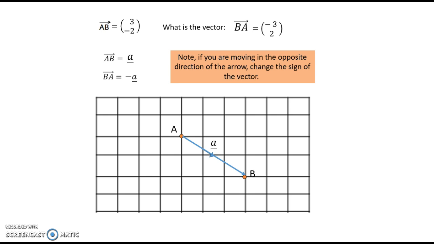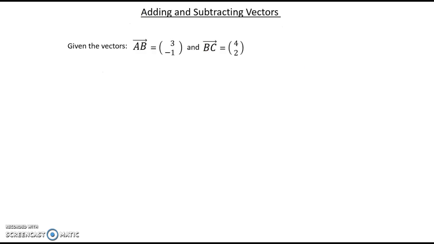Note, if you are moving in the opposite direction of the arrow, you change the sign of the vector. That will be important in the next video, where we'll be using vectors in geometry. So BA is equal to -AB, and those are called the inverse vectors.